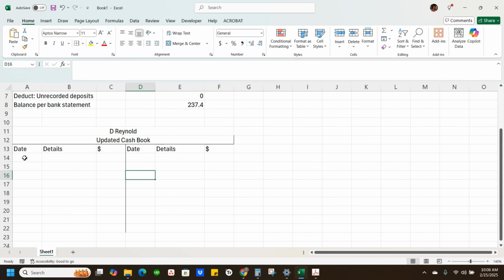Now, when entering the date for your updated cash book, you do not have to write the date you see next to the transaction from the document you're pulling it from. You can just write the month-end date and then continue entering your details as normal, right? So, as this is being updated as at March 31st, we're just going to put that on both sides. And then the details will just follow.